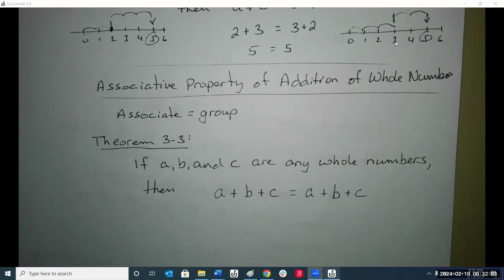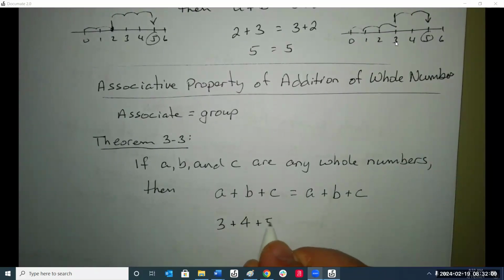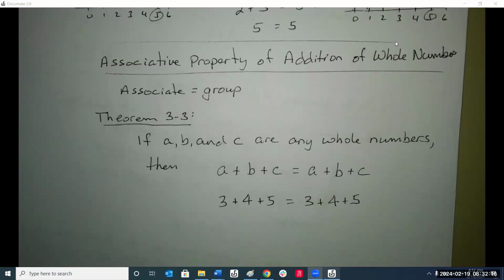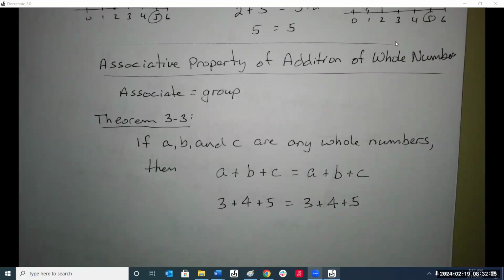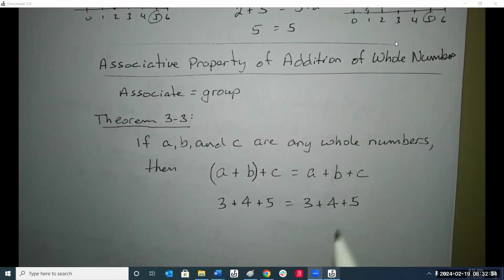But if I give you 3 numbers, let's say 3 plus 4 plus 5, the first thing you'll do is go left to right. It's natural instinct. 3 plus 4 is 7, 7 plus 5 is 12. Same thing on this side. But nothing can process more than 2 bits of information at any one time. So this is where we introduce the concept of parentheses.